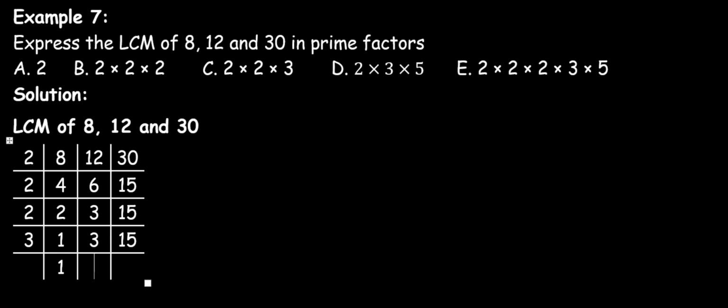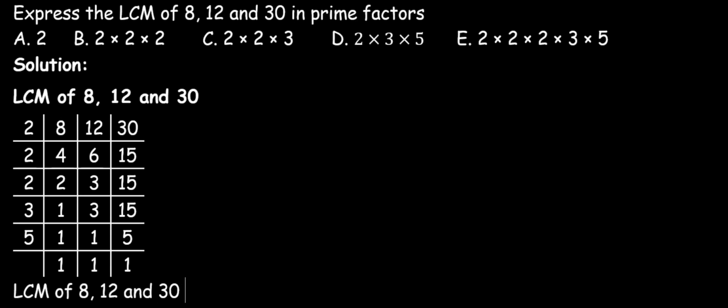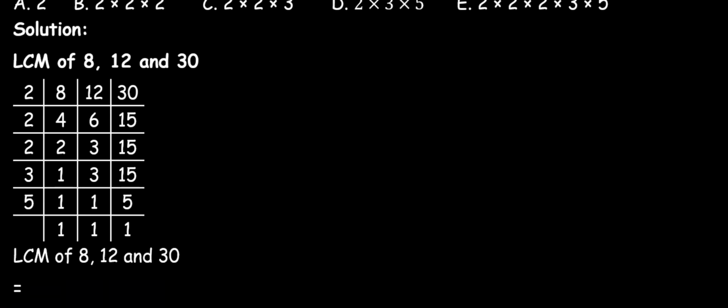3 divides 1, you bring the 1 down. 3 divides 3, 1. 3 divides 15, 5. Next, we are left with 5. 5 divides 1, you bring the 1 down. 5 divides 1, you bring the 1 down. 5 divides 5 is 1. So the LCM of 8, 12, and 30 is equal to 2 times 2 times 2 times 3 times 5.